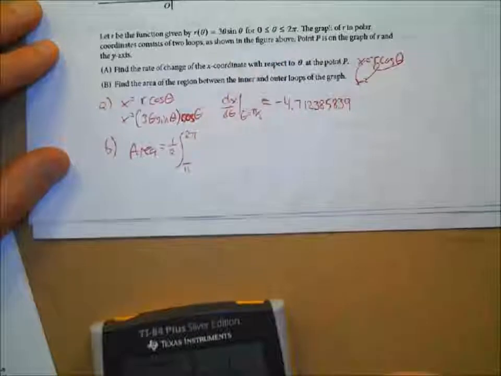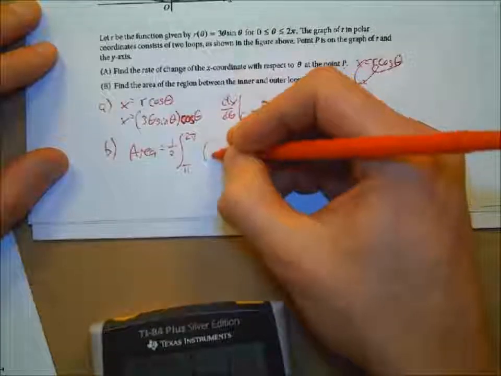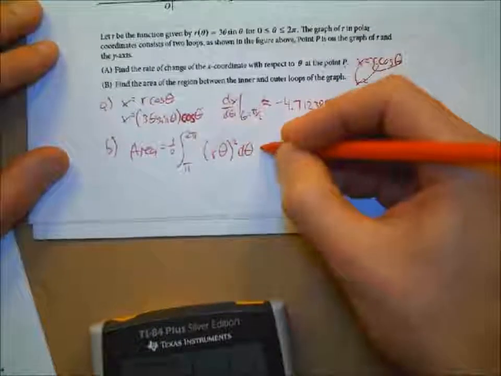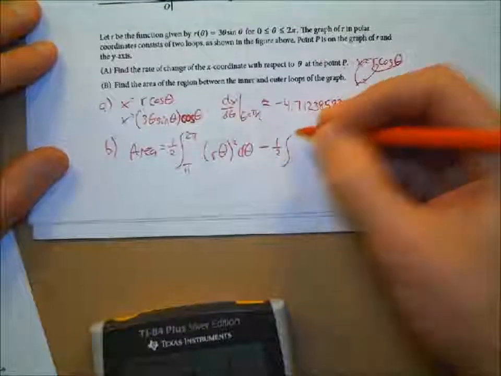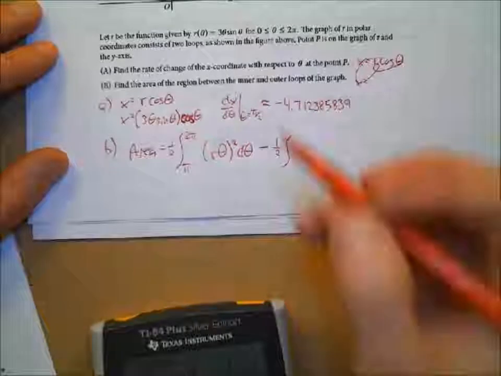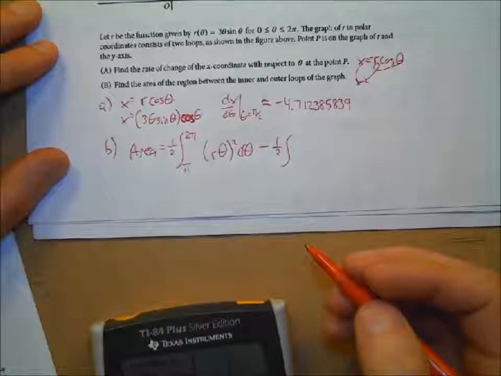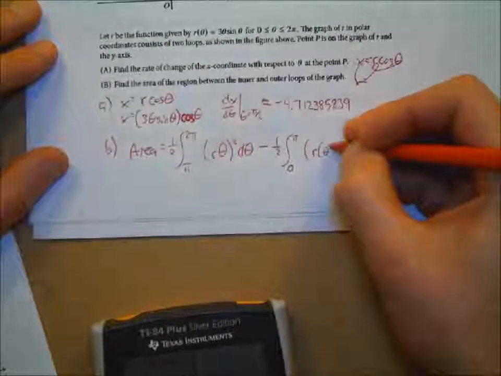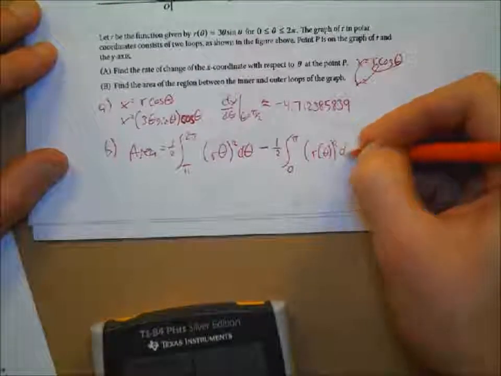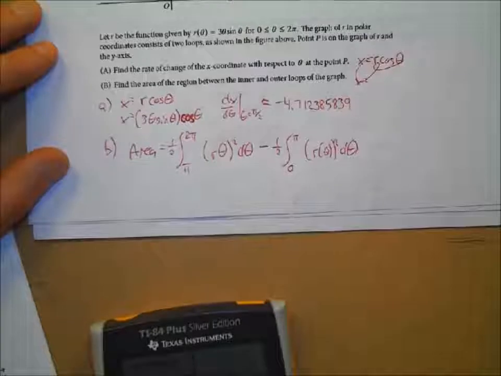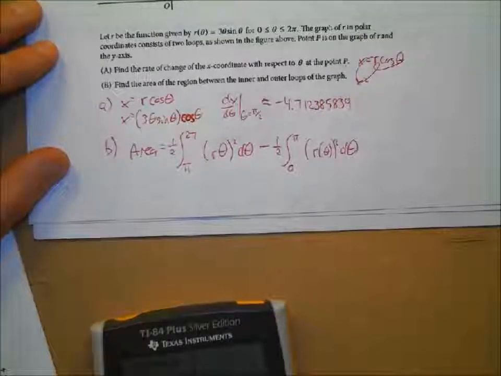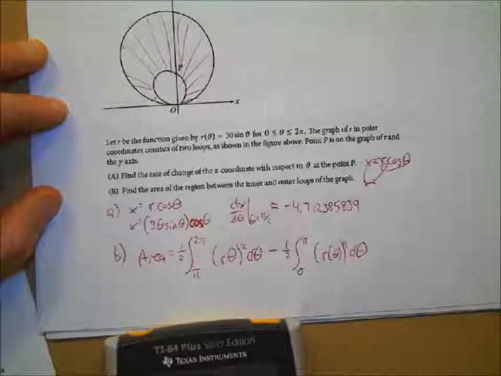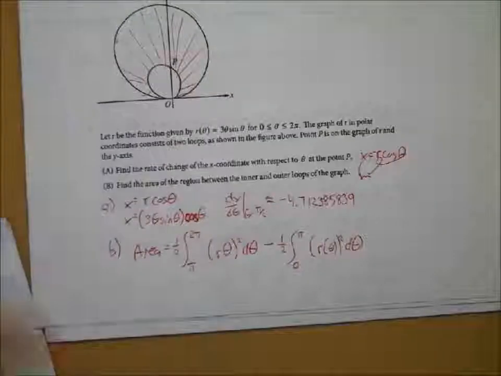And I'm just going to use r of theta there to represent our outer curve, squared d theta, minus our inner curve. But our inner curve, what are the limits of integration for the inner curve? 0 to pi. And again, r of theta squared d theta. So there is our setup. Can we utilize symmetry in this situation? No, we have no symmetry, so you have to set up without symmetry.